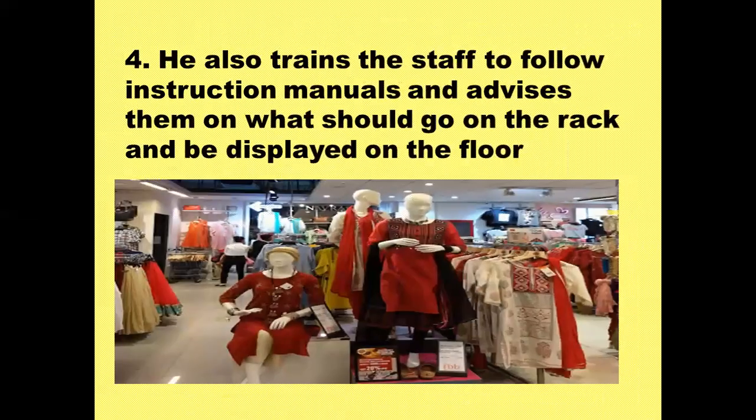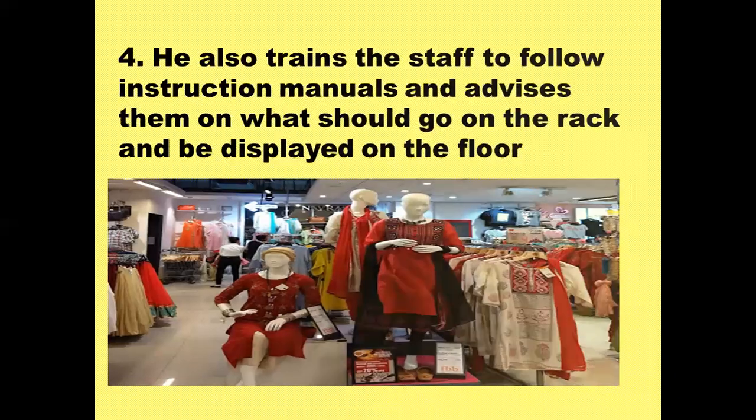He also trains the staff to follow instruction manuals and advises them on what should go on the rack and be displayed on the floor. So here, as you can see, the visual merchandiser has displayed clothes on the mannequin. The same clothes are available on the racks right beside it, and other accessories are all available in the store. So this is how they will train the staff to make sure that whatever has been displayed is in a way that the customers are attracted and can choose whatever they want as per their choice.